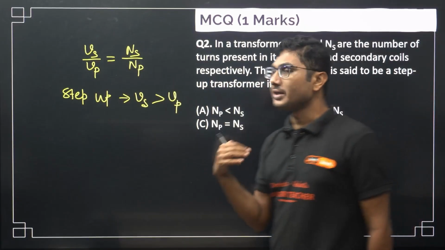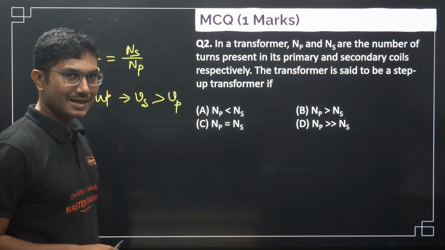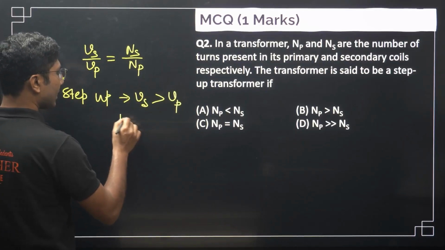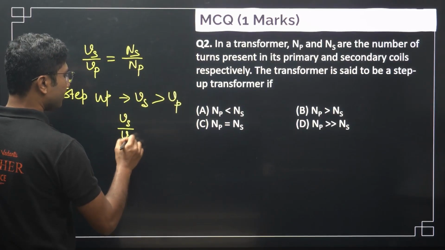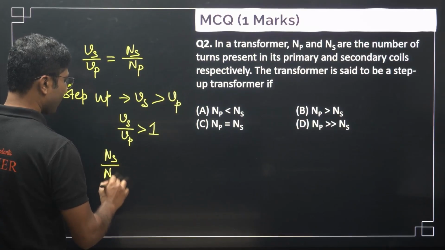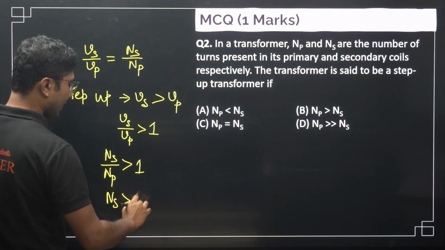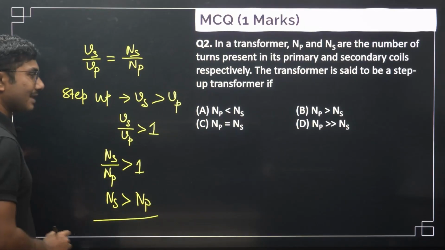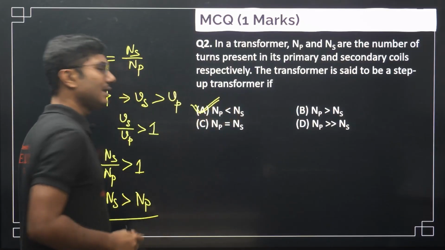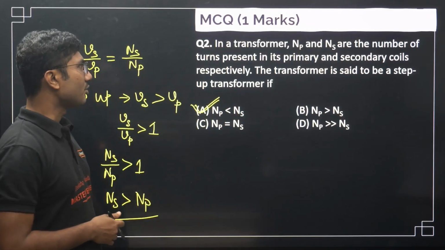So in case of a step-up transformer, the value of secondary voltage must be higher than that of the primary voltage. So Vs must be greater than Vp. So from there we can say Vs by Vp must be greater than 1, or Ns by Np must be greater than 1, or Ns must be greater than Np. So the number of turns in the secondary must be higher, so Np must be smaller than Ns. So this is how you can identify it. So the correct answer is option A.